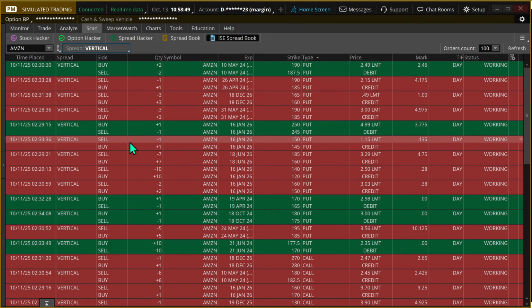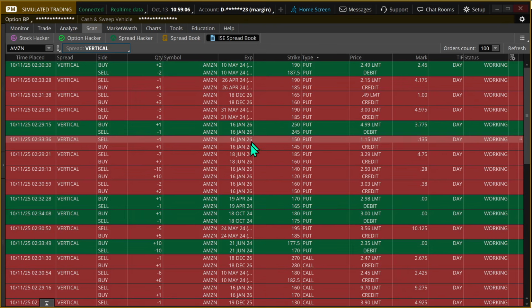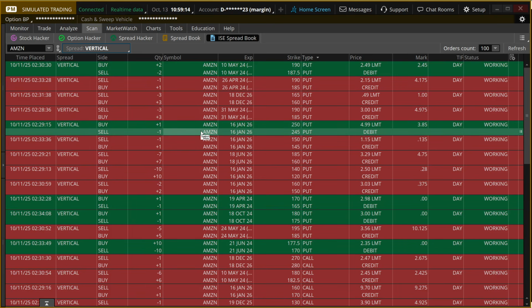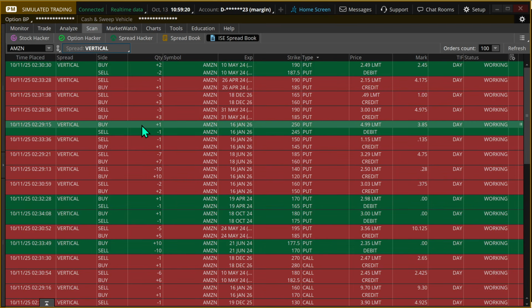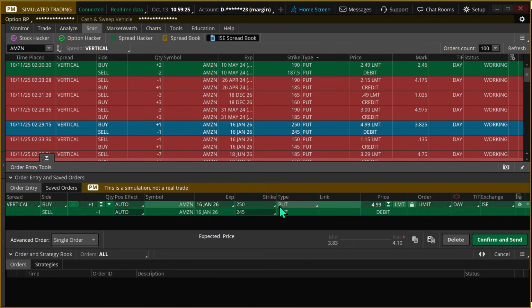And of course, with any of these, we encourage you to paper trade and not just go out initially and start doing various real trades there. But let's say you find a trade that you like and you go, oh, that looks interesting. I want to paper trade that. What you can do is find that trade. Let's say we're looking at this vertical spread on Amazon. I can simply take my cursor, right-click on it, create a duplicate order, and then you can see that trade right there. Now, you may want to do more research.